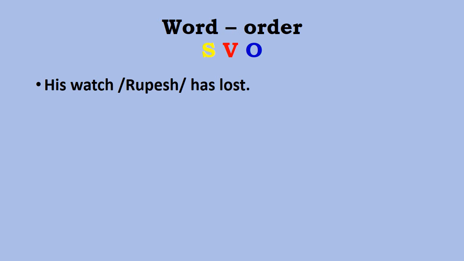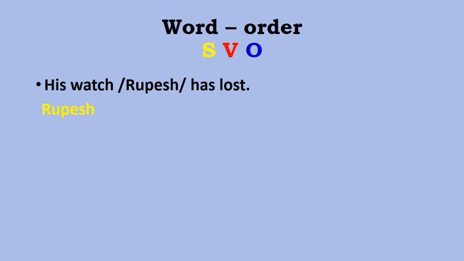His watch Rupesh has lost. If you translate it into your own mother tongue, you may find it correct. But in English, it is wrong. You see, his watch is also looking like a subject only. Subject will generally be a noun or a pronoun. Now, his watch. So, his looks like a subject, but that is not the subject. The subject here is Rupesh.